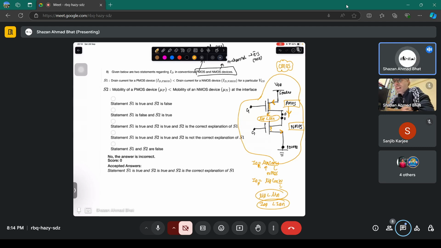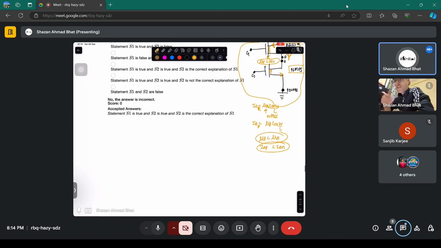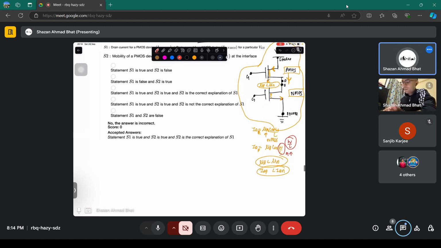And how do you tackle this particular situation? Because current throughout you have to have same current. So you solve this problem by playing with W by L ratio. This is the problem what circuit designers solve. Circuit designers mostly play with this W by L ratio. While designing the circuits, they tune this W by L ratio so that the overall current should stay same. Because they know the mobility is going to be different for the N and PMOS.